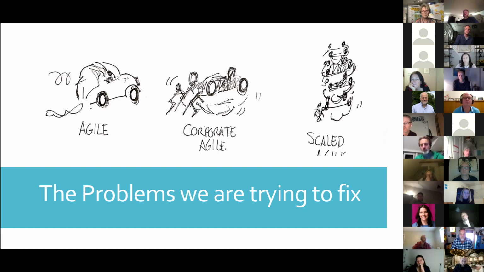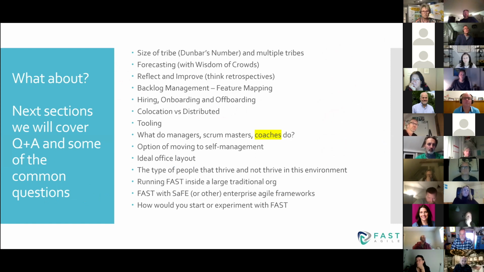I think we're solving corporate agile, and we're solving Scrum at scale. I think that's what FAST really addresses. But when I describe FAST, a lot of questions come up. So these are going to be some of your questions.